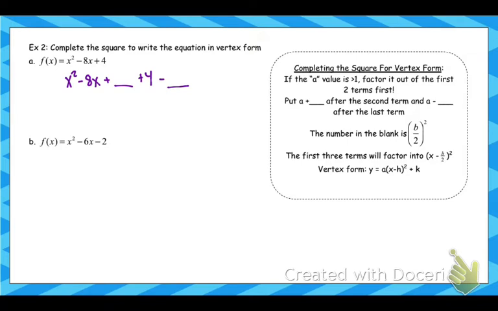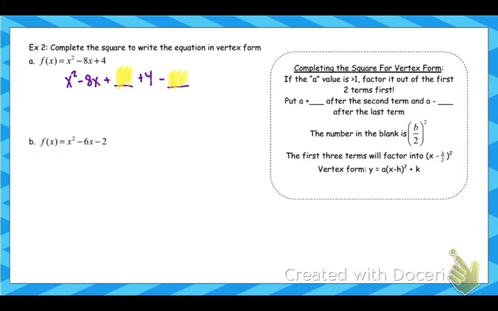The reason I'm doing that is because I'm going to add some value here that's going to create a perfect square trinomial. Whatever I add there, I also need to subtract so that I still have the same equation. I can't just go and add 8 to this equation. It's going to make it a new function. So I need to keep this the same equation. If I add something, I need to subtract something.